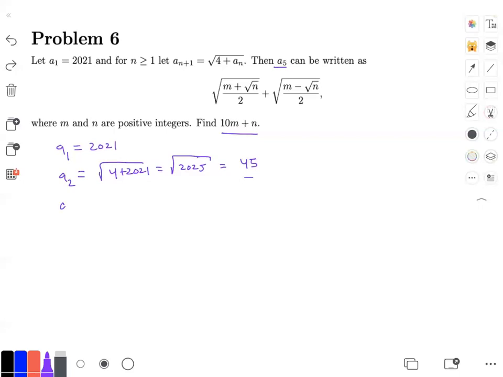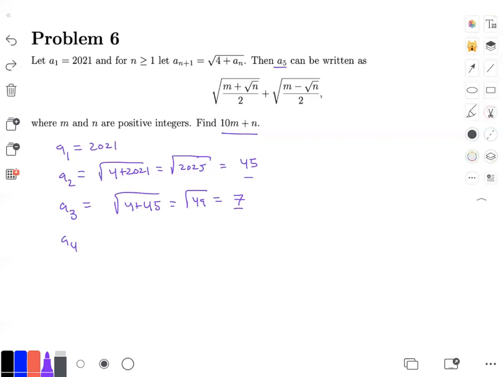Let's go to a sub 3. A sub 3 is equal to the square root of 4 plus 45, so this is equal to the square root of 49, which is equal to 7. And this is cool because the first 3 terms in the sequence are all integers, given that we have square roots, which is kind of cool.